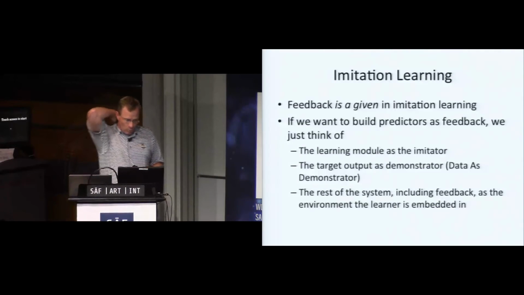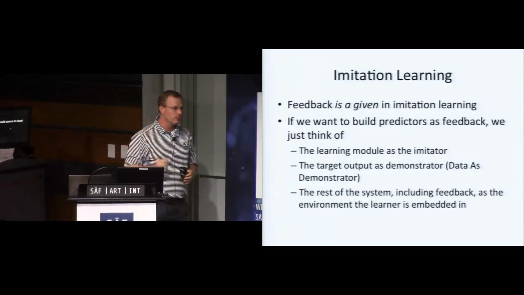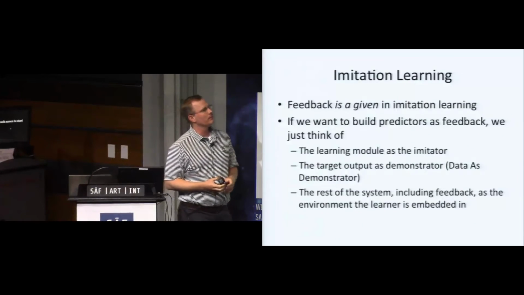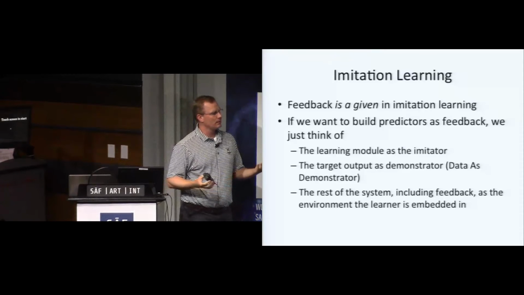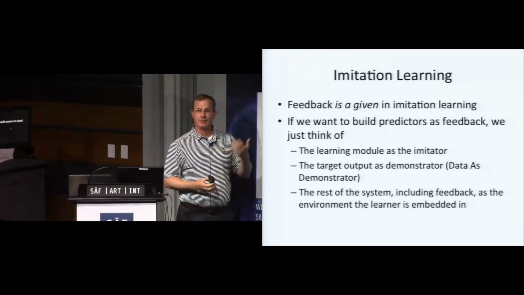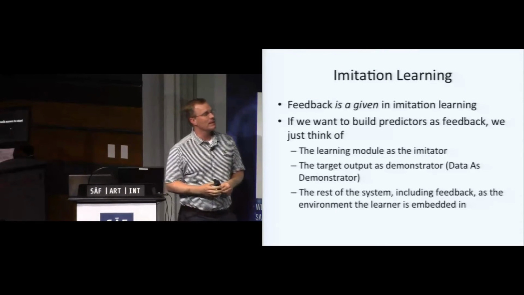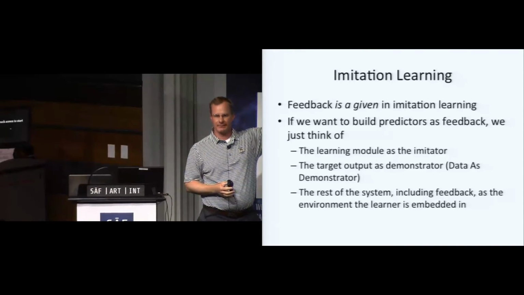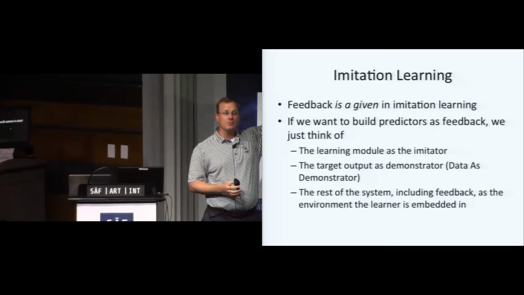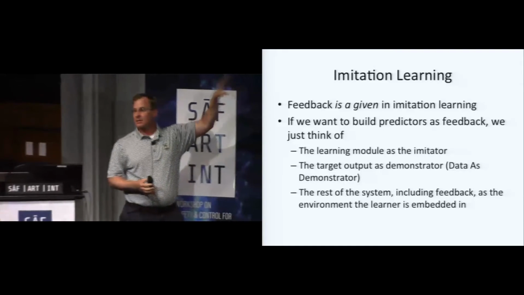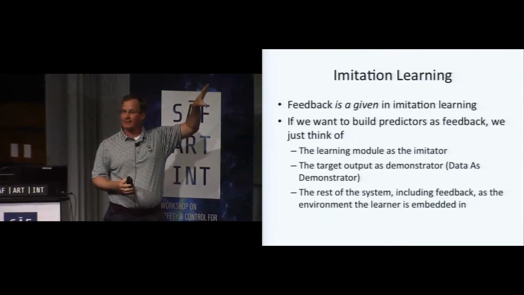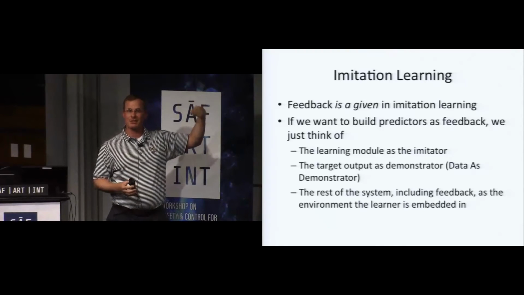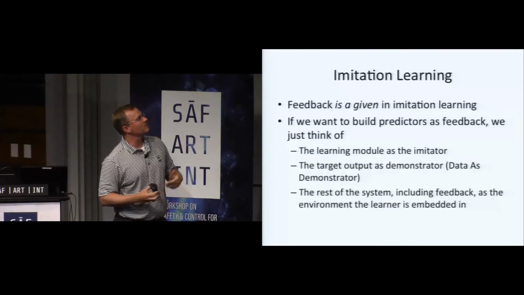Okay, so how do we relate this to the problem of feedback in standard predictors like the modules I described before? Feedback is a given in imitation learning. All imitation learning problems definitionally have feedback. Okay? So if we use these imitation learning approaches to apply to problems where we have a supervised learning problem, but there's actually feedback in it, then this problem actually goes away.